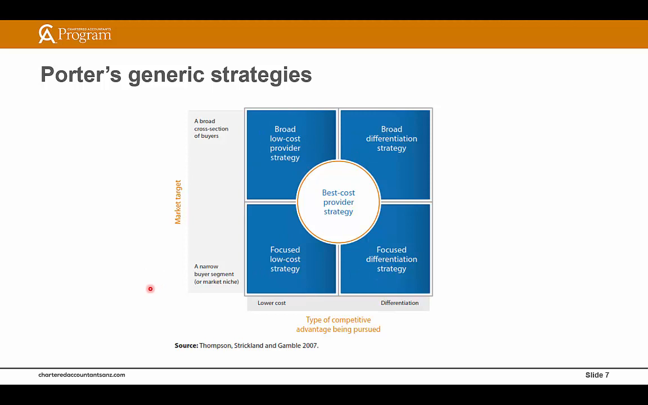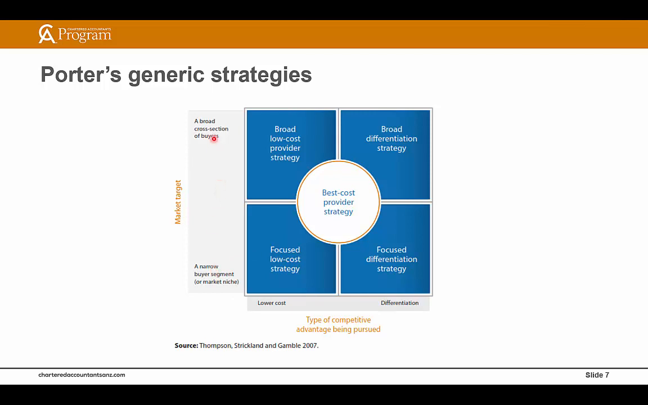In the diagram, the y-axis defines the target market, i.e. whether a broad cross-section of buyers or whether a narrow buyer segment or market niche is being targeted. The latter would be called a focused strategy.